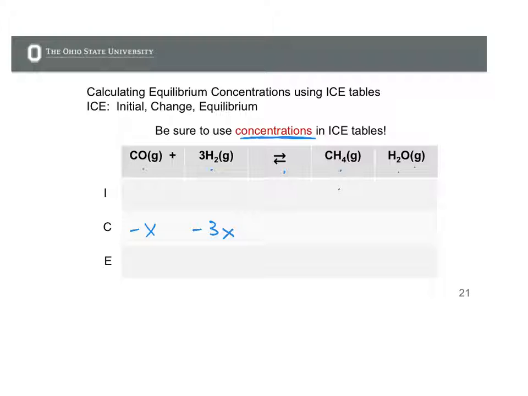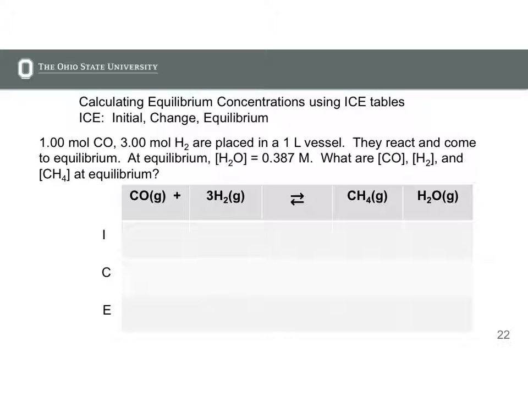Because we're going from reactants to products, we will be forming products. So we will be adding some amount x of products. And again, the stoichiometric coefficients drop down here. And then the equilibrium line is simply you take your initial line and you do either addition or subtraction with the change line, and that's what will go in these boxes down here. So that's very general what we're going to be doing with these ICE tables. Let's actually take a look at one.